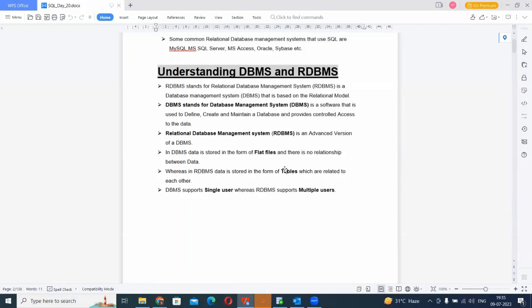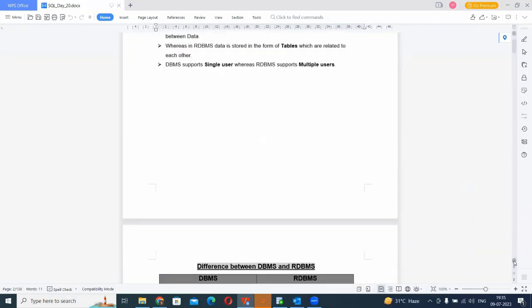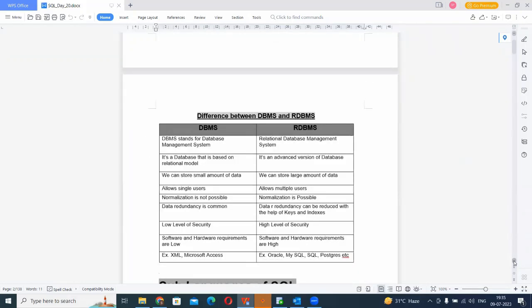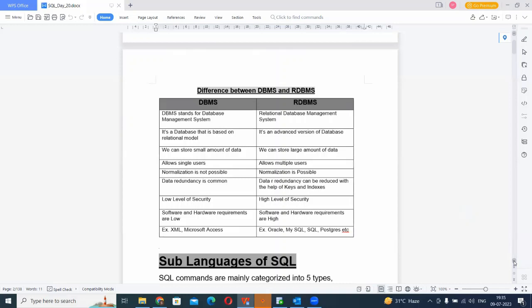In DBMS, data is stored in the form of flat files, and there is no relationship between the data. Whereas in RDBMS, data is stored in the form of tables, which are related to each other. DBMS supports a single user, whereas RDBMS supports multiple users. So this is about RDBMS and DBMS. Let me tabulate the differences.